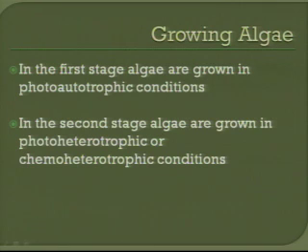When we grew the algae, there were two main stages. The first was the photoautotrophic conditions. This means that it was grown in light and it underwent photosynthesis and grew. In the second stage, we grew it in either photoheterotrophic conditions or chemoheterotrophic conditions. Photoheterotrophic conditions mean that we gave it light and a carbon source, such as glycerol and glucose. Chemoheterotrophic conditions means we did not give it any light, so it was in the dark with a carbon source like glycerol or glucose.